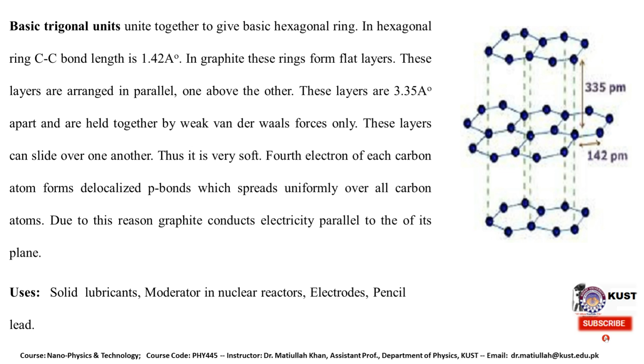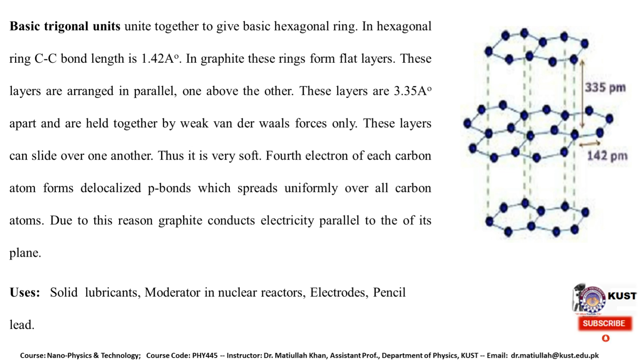So in graphite, these rings form flat layers, and these layers are arranged in parallel, one above each other, forming the hexagonal structure. The layers are 3.3 angstroms apart from each other, and there are some forces which are holding these layers together. So these layers can slide over one another, and in reality it is very soft.